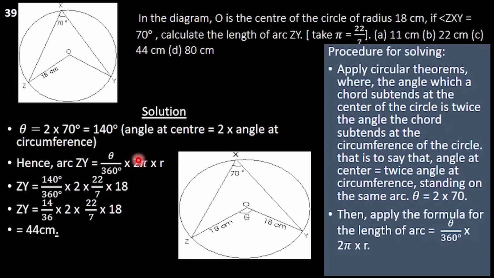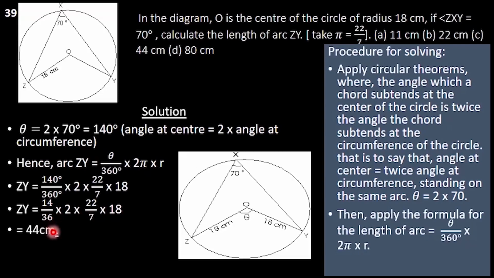Now, ZY is equal to 140 degrees, that is this angle, 140 degrees over 360 degrees times 2 times 22 over 7 times 18. Now, arc ZY is equal to, when you divide this by 10, you have 14. When you divide this by 10, you have 36. Times 2 times 22 over 7 times 18. When you multiply it together, you have 44 centimeters.